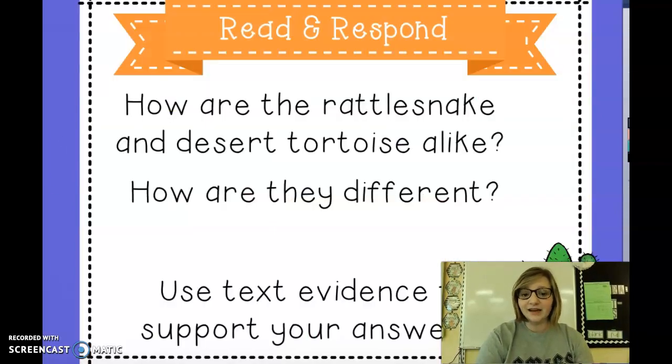Your question today is, how are the rattlesnake and the desert tortoise alike, and how are they different? I want you to see if you can use text evidence that we found today to help answer your question. So you're going to complete your reader response in your notebook, and then you're going to turn it in on Class Dojo. I'll also have the instructions for this reader response in Class Dojo if you forget what to do. Make sure to look back in your story for text evidence. When you're finished, you may do i-Ready reading. Thanks, guys.